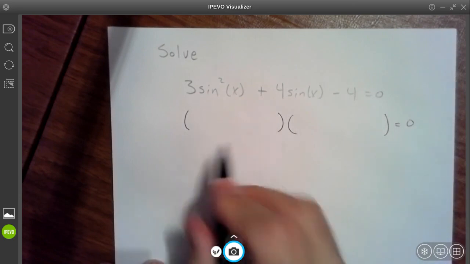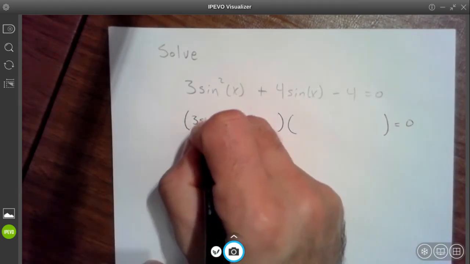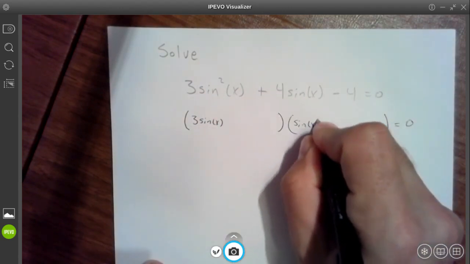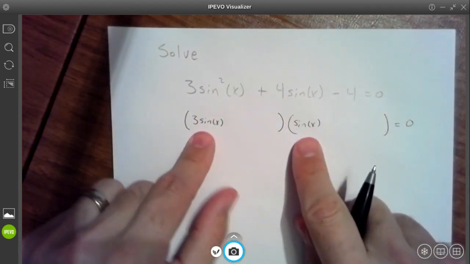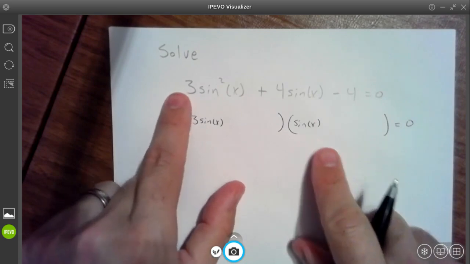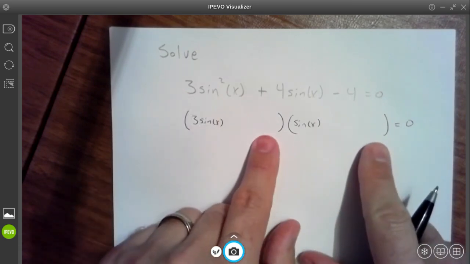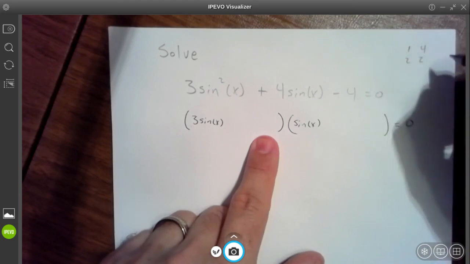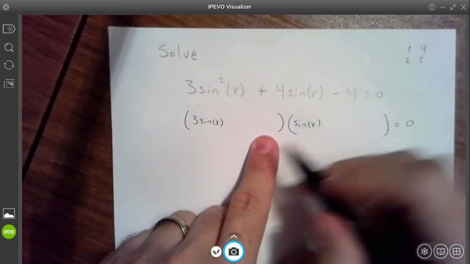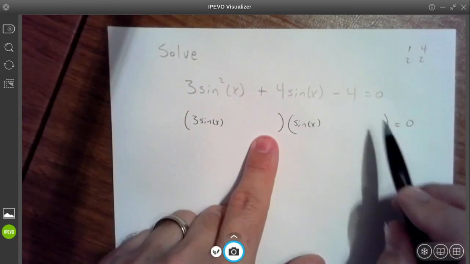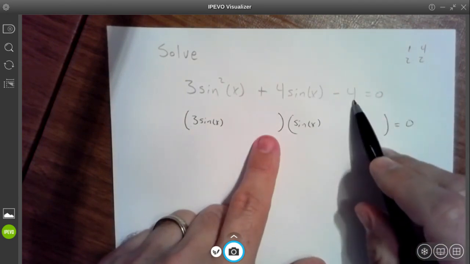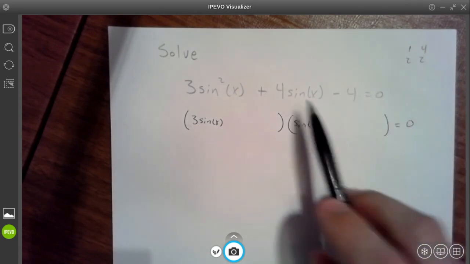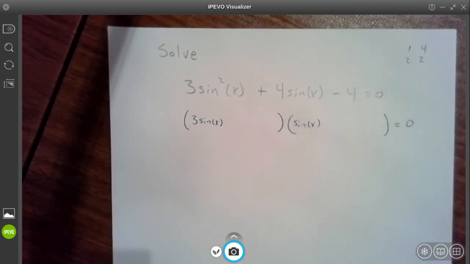Now these first two, they have to be a 3 sine and a sine. That's the only possible way to get a 3 sine squared. Now for these two, it could either be a 1 and a 4 or a 2 and a 2, or maybe a 4 and a 1, because these numbers have to multiply to give you 4, and then at the end of the day, after you've multiplied everything out, it's got to give you this 4 in the middle.